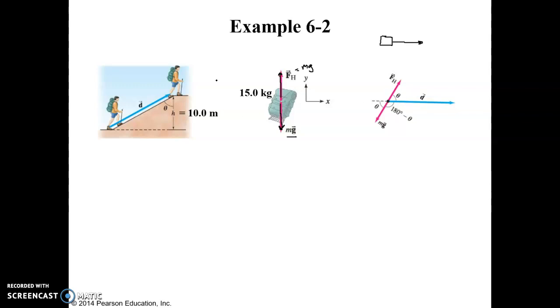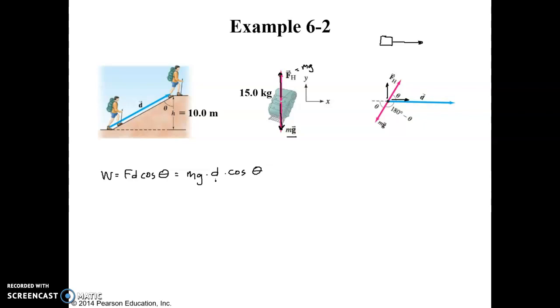So the work being done by his force: that force is going to have a vertical and horizontal component, and it's only the horizontal component that is parallel to this distance that is going to do work. So work equals FD cosine of theta, and the force that he's applying, FH, is equal to mg times d times cosine of theta.